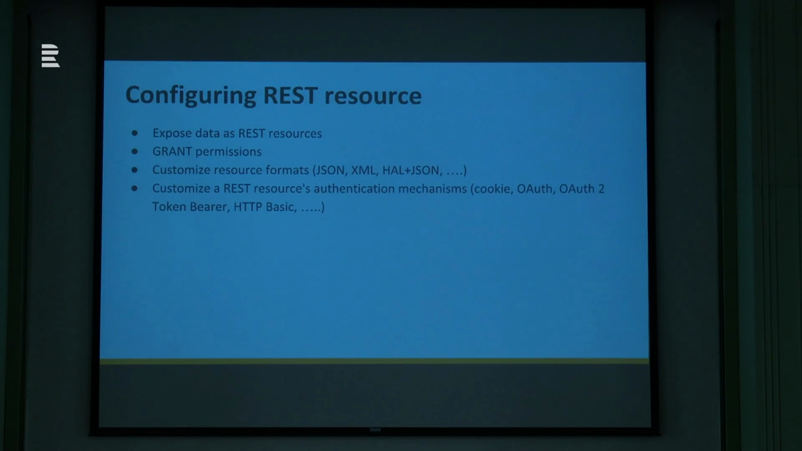So how do we configure them? We need to do a couple of steps to get those resources. The first step is exposing data. We need to expose data as REST resources so that we can do something with them. Another step is granting permission on those resources. The third step is customizing the format. We need to say in which format we get this data. And authentication, so this can be cookie, OAuth, bearer token, basic, whatever. And then we'll do what we need to do inside the application.